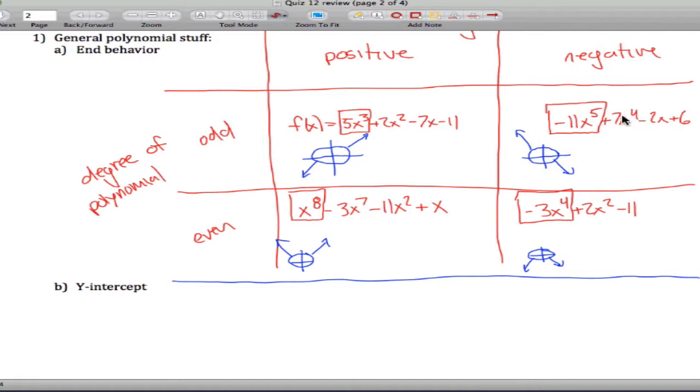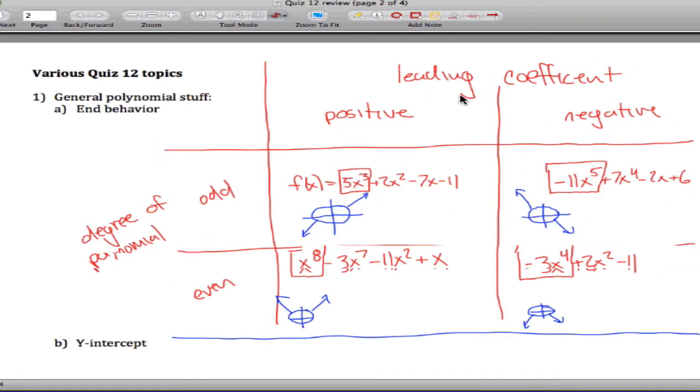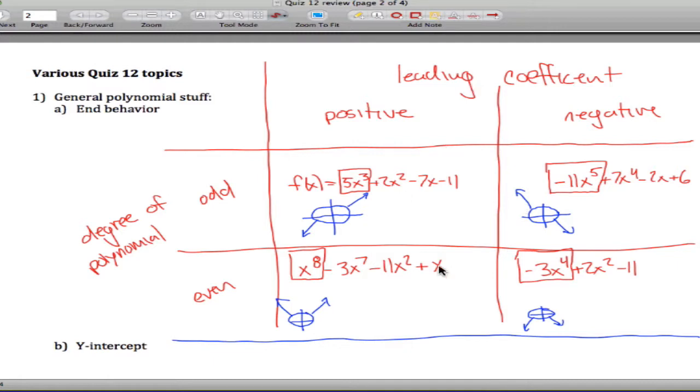It turns out you can figure out which case you're in just by looking at the degree and whether the leading coefficient is positive or negative. If you don't want to memorize all four scenarios, you can start by looking at the leading coefficient. If it's positive, that means you go up when you go to the right. Note we're up to the right in both of these cases. If it's negative, you go down when you go to the right. So positive is up to the right, negative is down to the right. And then you look at the degree.